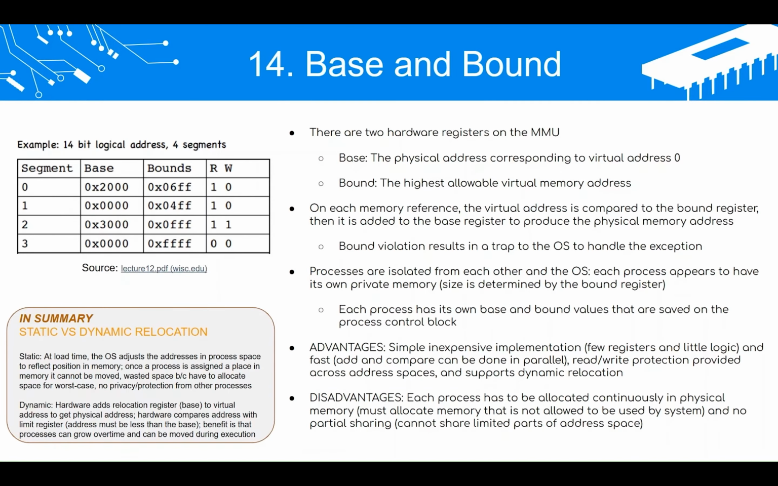Two more of the hardware registers on the MMU beyond just the relocation register are the base and bound registers. The base register is what is actually pointed to by virtual address 0, and the bound register represents the maximum virtual memory address value. Every time memory is referenced, the virtual address is compared to the bound register and it's added to the base register to translate it into the physical memory address. If it's beyond the bound, a trap is made to the OS to handle the exception.